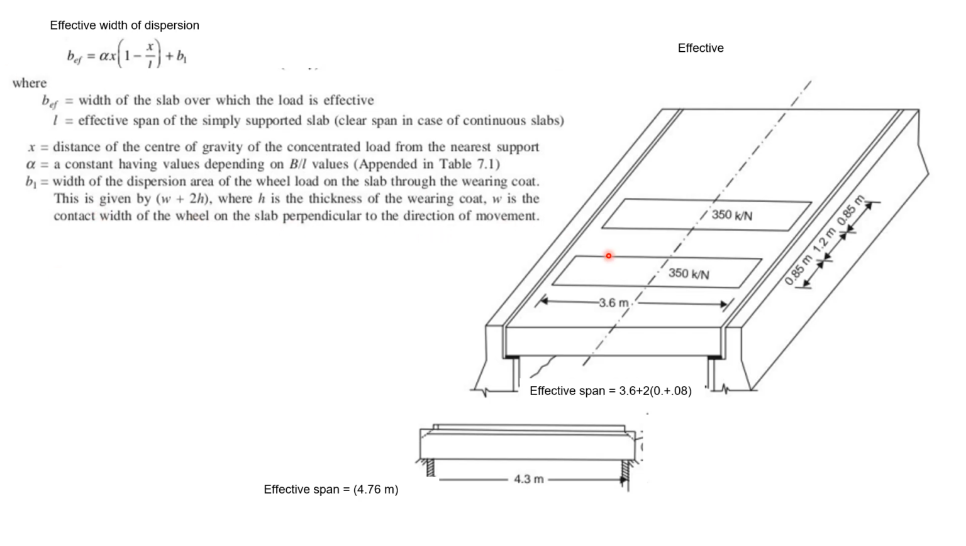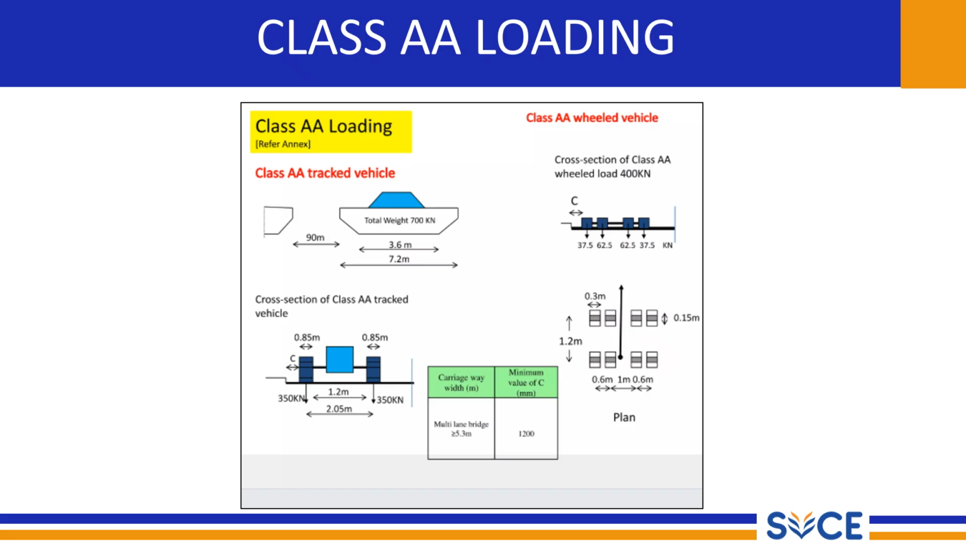Since we have the class AA vehicle, the total load coming on the slab due to the tracked vehicle is 700 kilonewton, which is dispersed equally to both the wheels, 350 by 350. Here you can see the loading pattern of class AA vehicles. Here you have a tracked vehicle. The total weight of the tracked vehicle is 700 kilonewtons, and it has two wheels. The load is distributed equally among the two wheels.